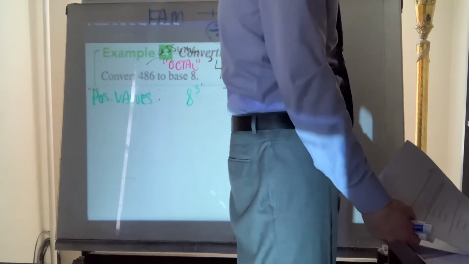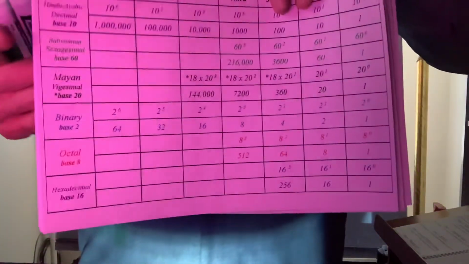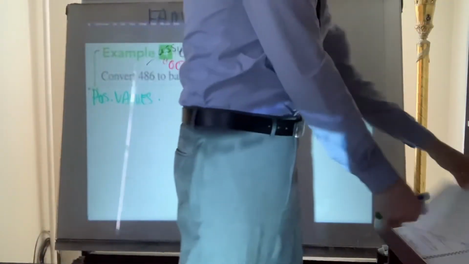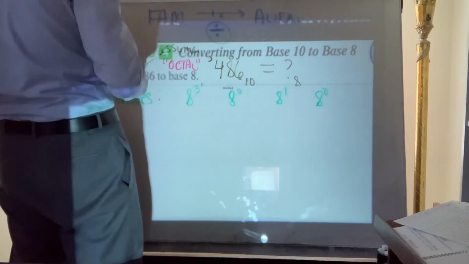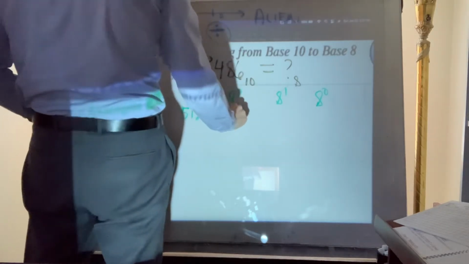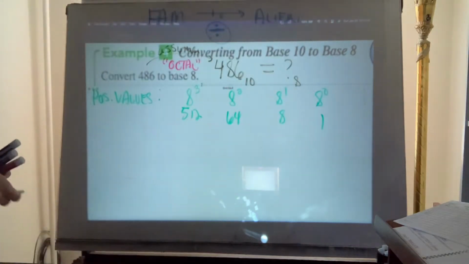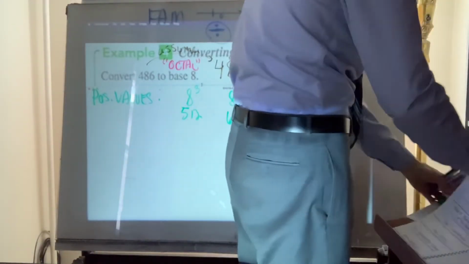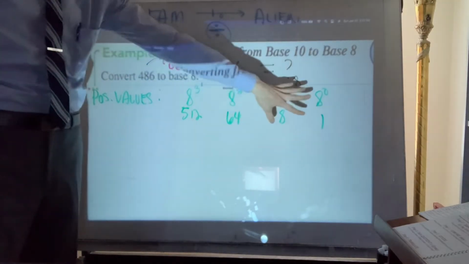Let's figure out what these are, and if not, you could always rely on the sheet that I had prepared for you, namely this diagram. I did include some of these at least: 512, 64, 8, and 1. Eight to the 3rd is apparently 512. 8 squared is 64 naturally. 8 to the 1st is 8, and 8 to the 0 is 1. So those are the positional values. Now we're going to compare the number that we have to these to get going.